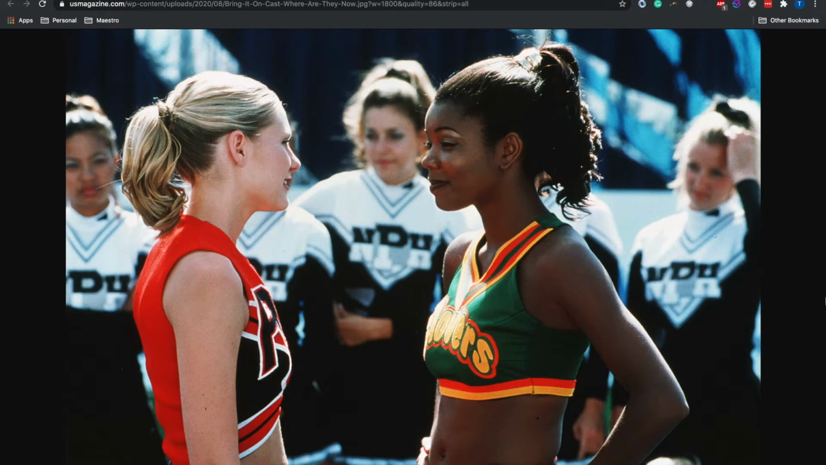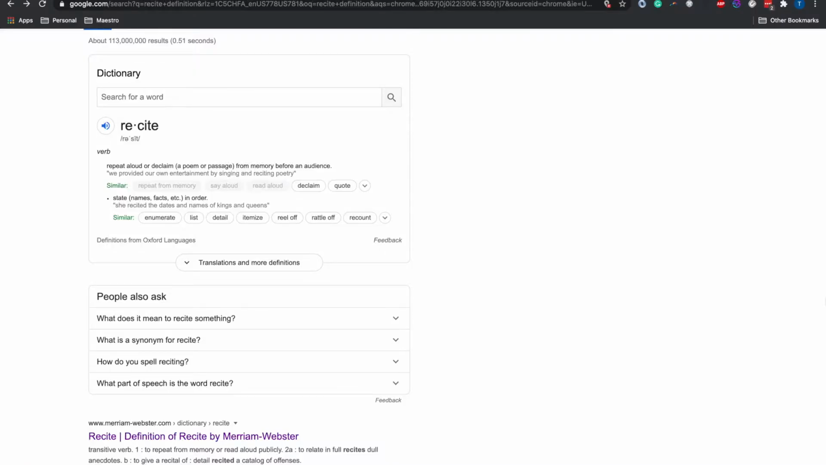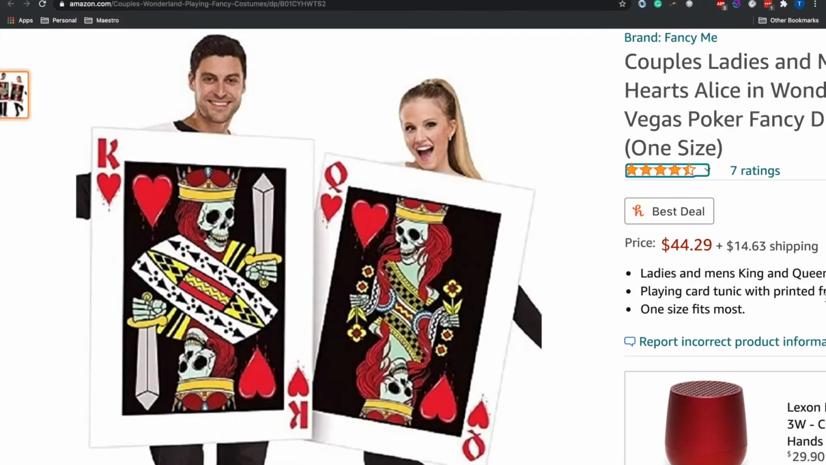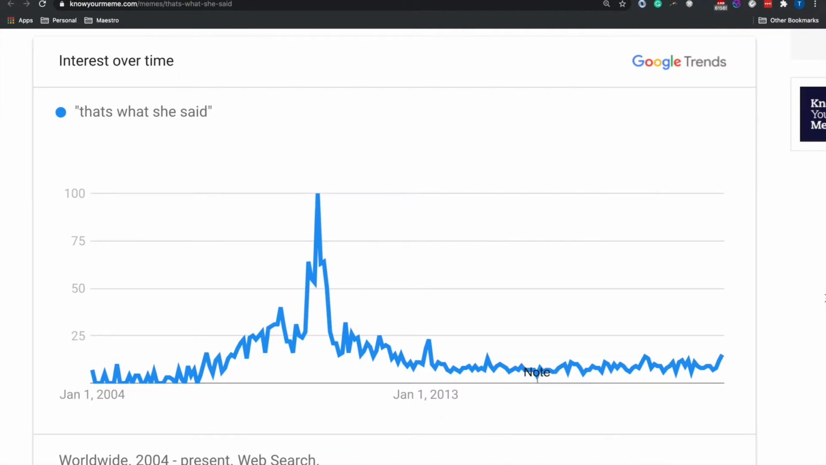The word recite, in this case, means to state in order. Here is an example of recite used in a sentence. She recited the dates and names of kings and queens. Okay, so when we see it used like that, we understand that we could replace recited with said, and it wouldn't change the meaning of that sentence.